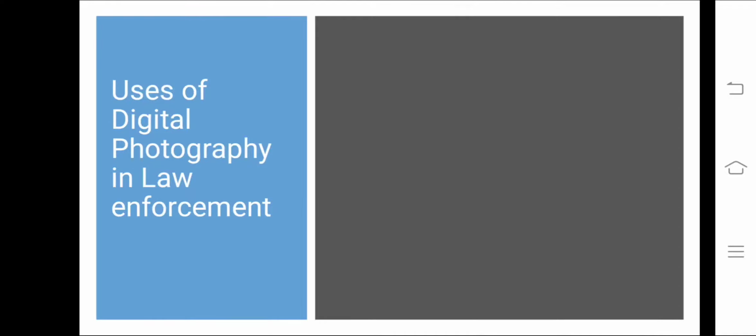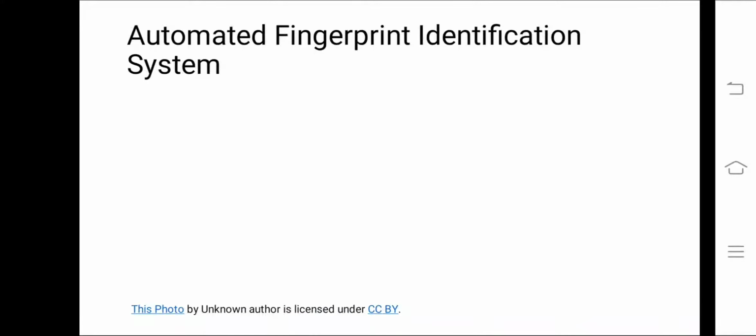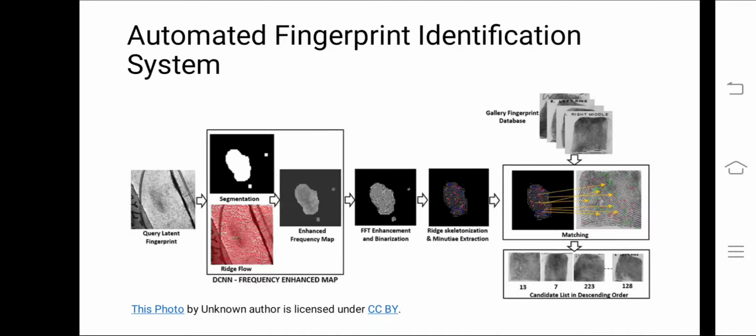So, uses of digital photography in law enforcement. First is AFIS, or the Automated Fingerprint Identification System. So that's how it works. Actually, it's part of the topic of fingerprint identification, but then it is automated. It uses different images of fingerprints. Those images will be put into a database and used for matching. If there is a latent fingerprint found at the crime scene, they are going to use this to match the prints on record with the latent print found at the crime scene.